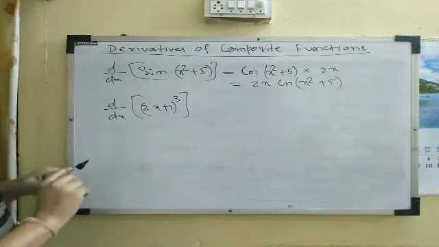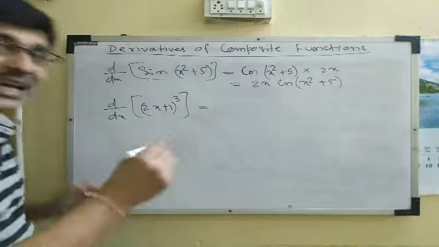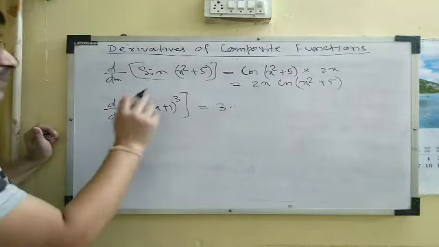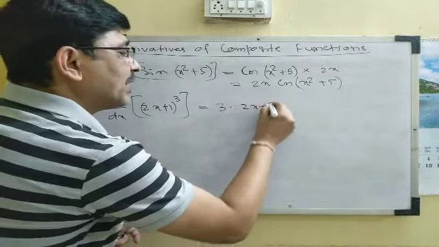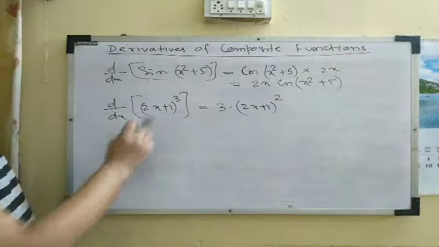What do you have to do to differentiate x cube? What is the derivative of x cube? 3x square. So 3 into x square, and in place of x we have to write 2x plus 1, so 2x plus 1 whole square. This is the derivative of 2x plus 1 whole cube.